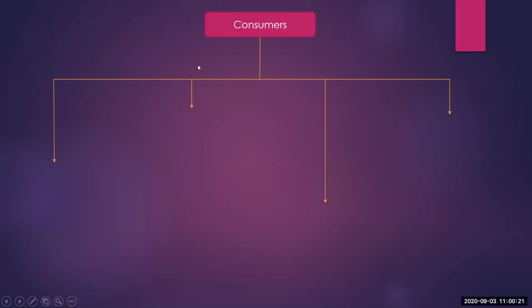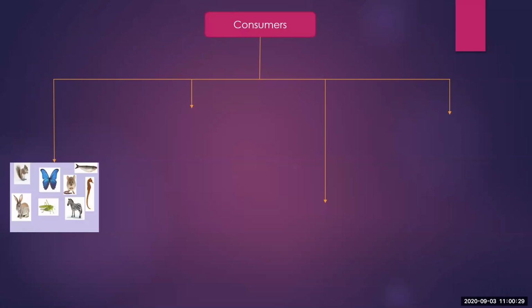Now we will see how the consumers are further divided. These consumer organisms are further divided into four types. First, you can see the primary consumers. Primary consumers are herbivores. Herbivores means what? They feed on the plants. They eat the plants.